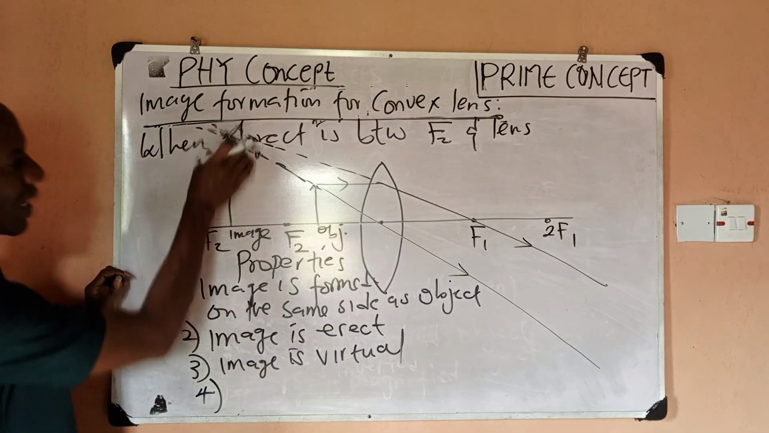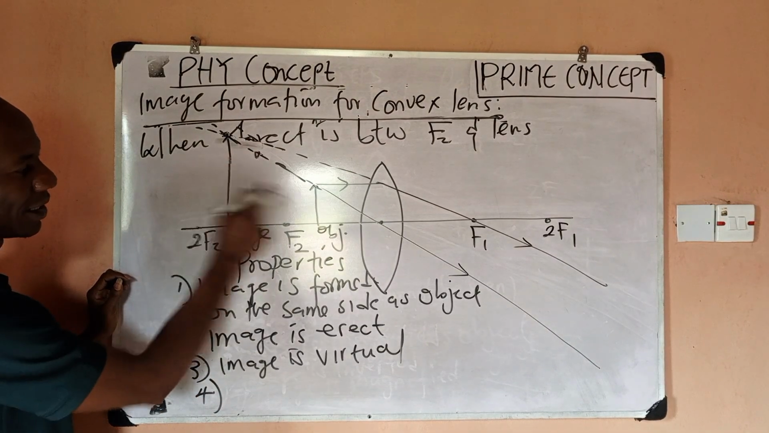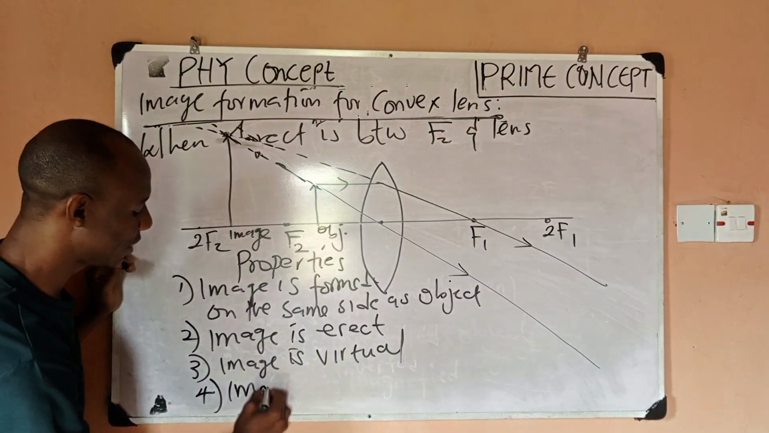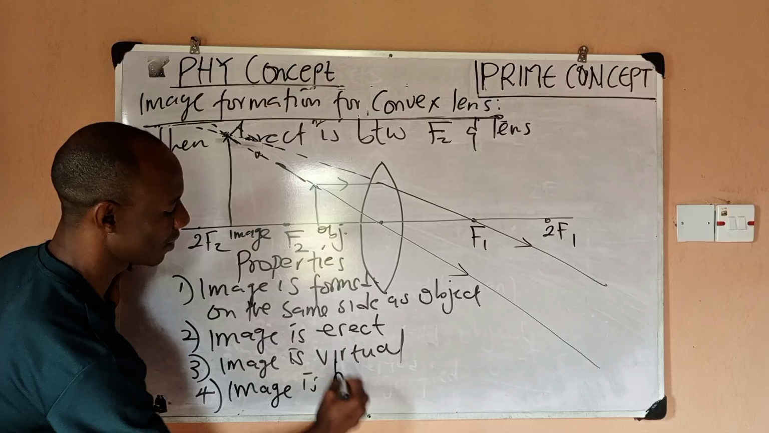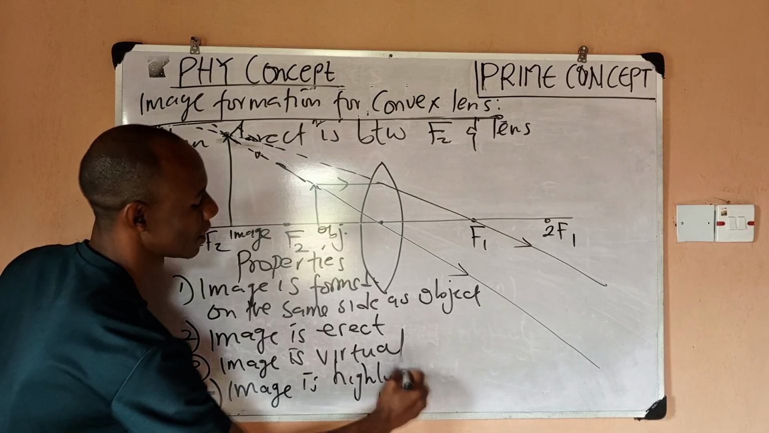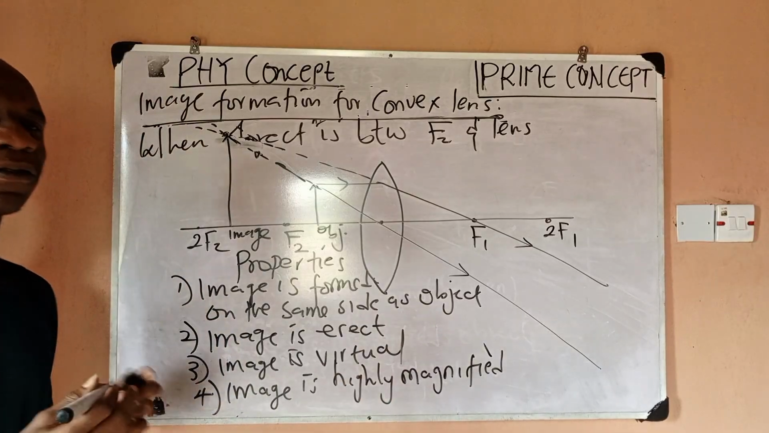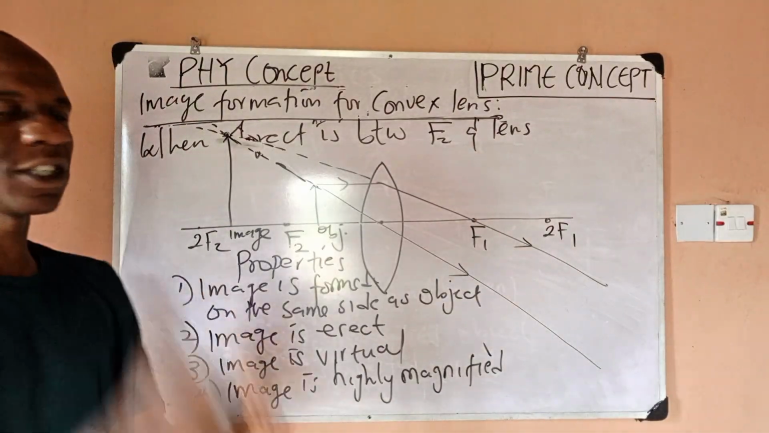Number four, you can see how big this is relative to the object. So we can say our image is highly magnified. So this is very important and a very special case to us.